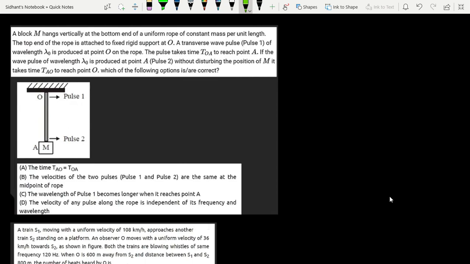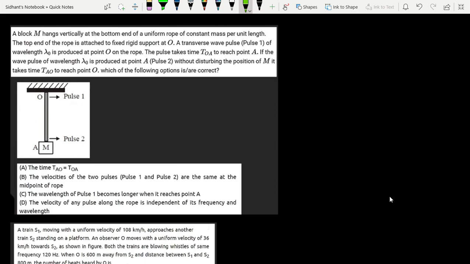The other thing is that if tension is minimum at this particular point A, then definitely velocity will also be different. Velocity will also be less at point A compared to point O. So that means the wavelength of pulse 2 becomes what? Wavelength will decrease when it reaches point A, right? Yes, sir. So C option is incorrect now, correct?